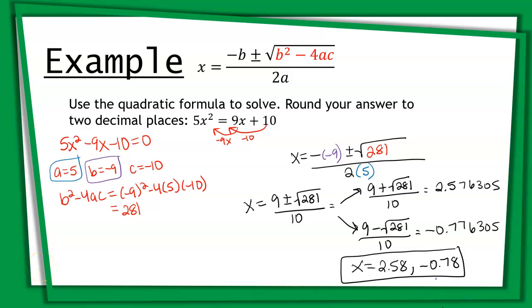So notice I wrote down a lot of the decimals just so that I can check my rounding, but then the final answer did want it to 2 decimal places, and so my answers are 2.58 and -0.78.